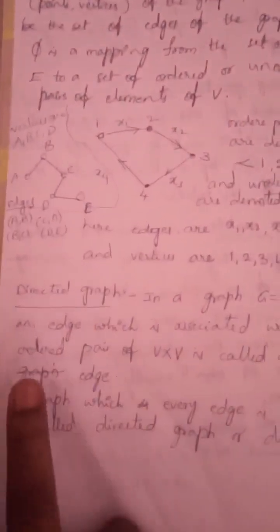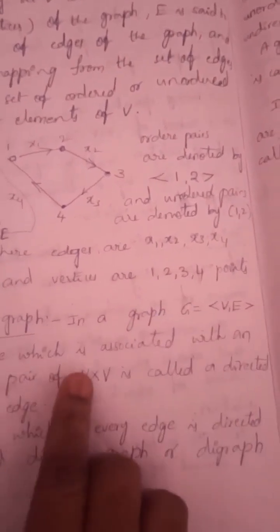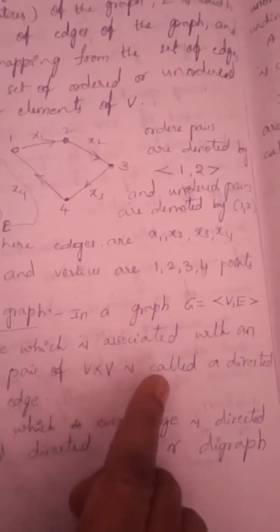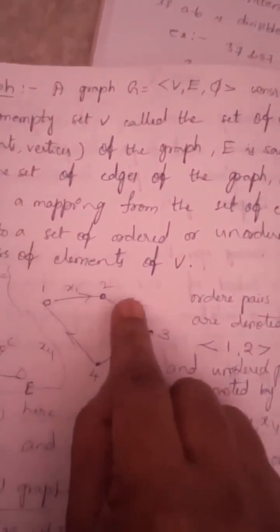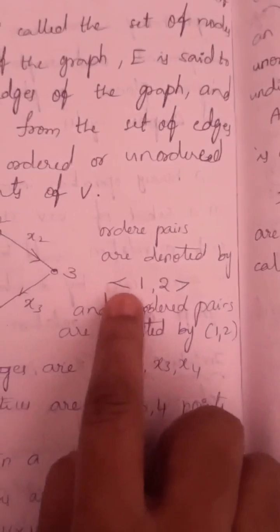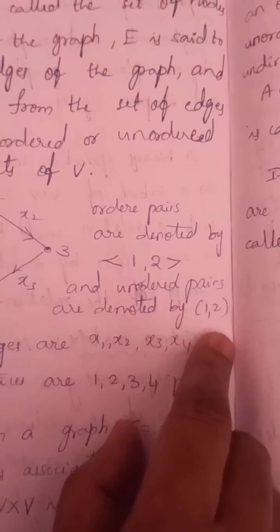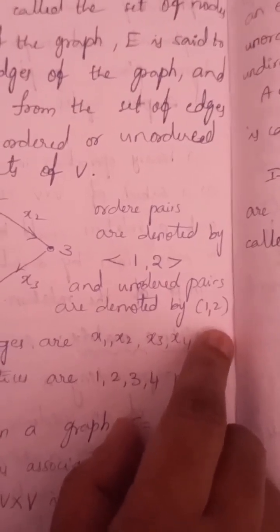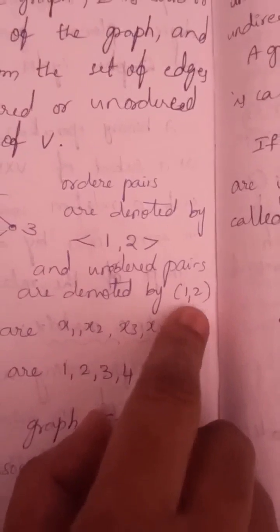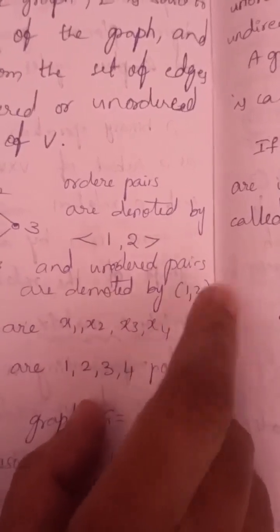And there are two types of graphs: one is the directed graph and the other is the undirected graph. In a graph G = (V, E), an edge which is associated with an ordered pair from V cross V is called a directed graph. That means there is a direction between the two vertices by the edge. A directed graph is denoted by open and closed angle brackets, and open and closed parentheses are used for an undirected graph with unordered pairs, showing the first vertex and second vertex.